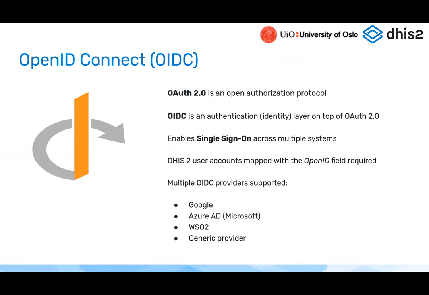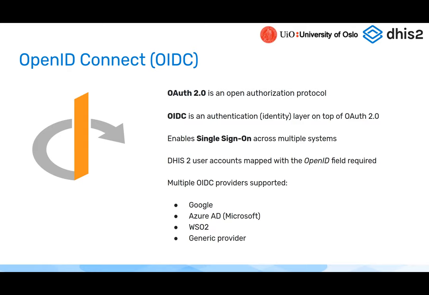Another thing we added in 2.35 was support for something called OpenID Connect. Some of you know what this is. To those who don't, OpenID Connect is basically a standard that's based on OAuth2, which is an open authorization protocol. It's a standard for internet users to grant third-party applications access to their information without giving out your password. It's typically those cases where you say something like login with Google or login with Facebook, that you probably all have seen.